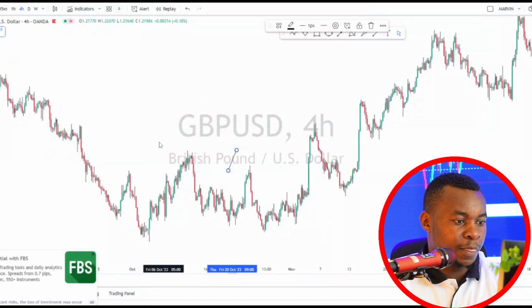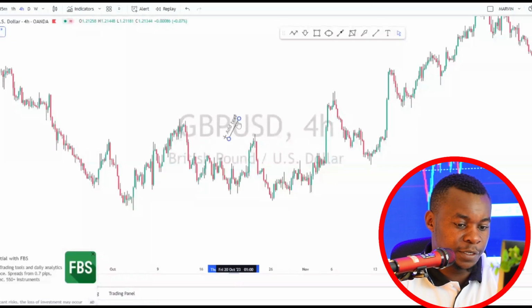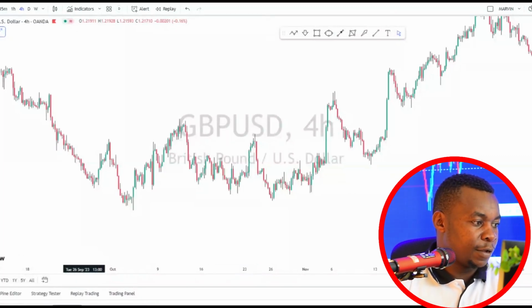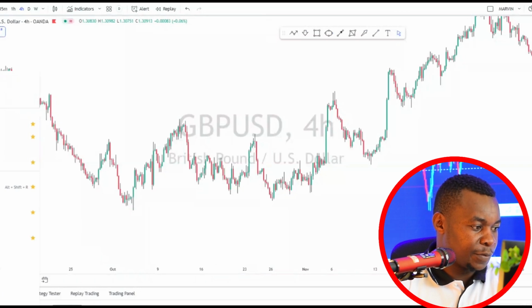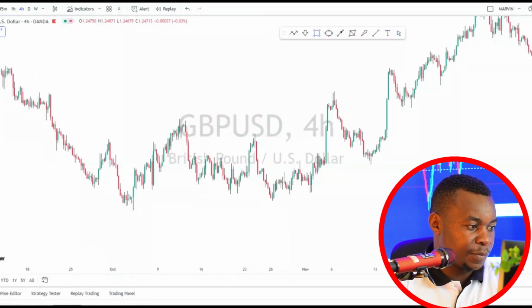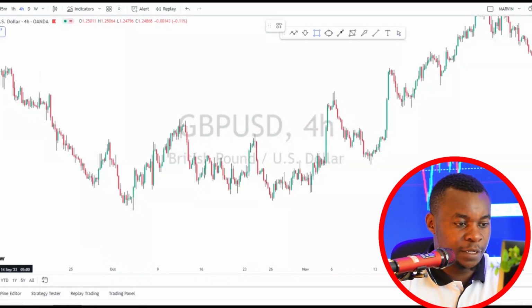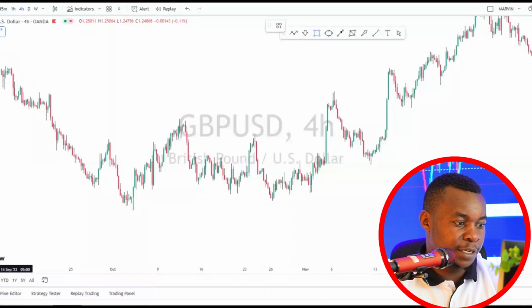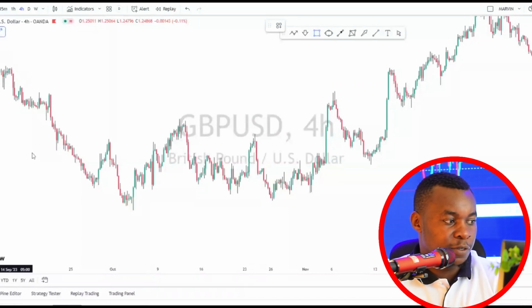So now, a reminder about this pair. I like GBP and USD. This is my favorite pair. Now, from this particular point, we say that when you see the market is selling, it will sell to the demand. When you see the market buying, it will buy to the supply. So these supply and demand zones are the key zones or psychological zones that should be considered when you want to take a buy or sell.